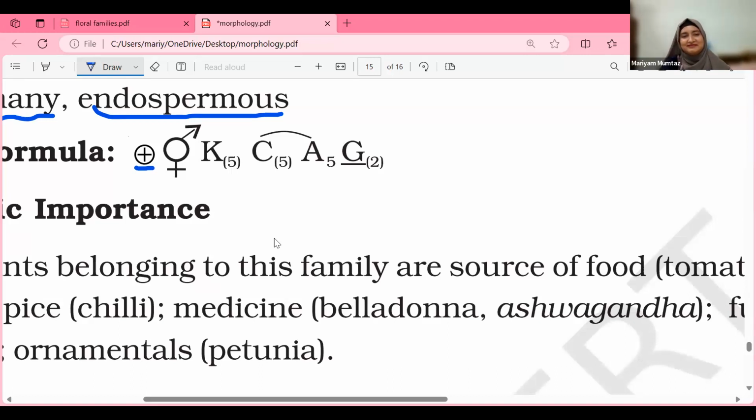Actinomorphic. Yes, actinomorphic. Okay, Khadija, explain to me the second symbol. Bisexual. Okay. Khadija, explain to me the third symbol. What does this denote? K denotes? Khadija, are you there? Yes, ma'am. Yes. Tell me, K denotes what?